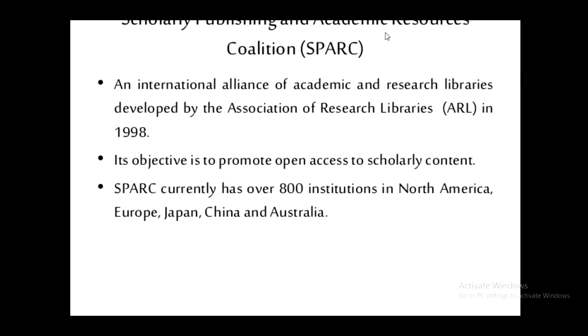Next one is Scholarly Publishing and Academic Resources Coalition, that is SPARC, S-P-A-R-C. It is an international alliance of academic and research libraries developed by the Association of Research Libraries in 1998. Its objective is to promote open access to scholarly content. SPARC currently has over 800 institutions in North America, Europe, Japan, Canada, and Australia.